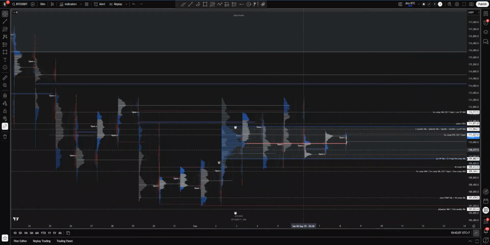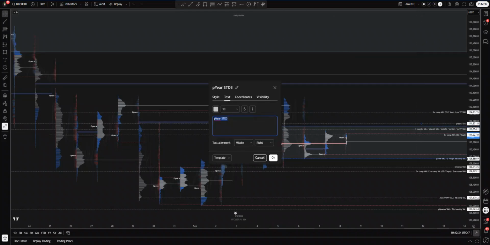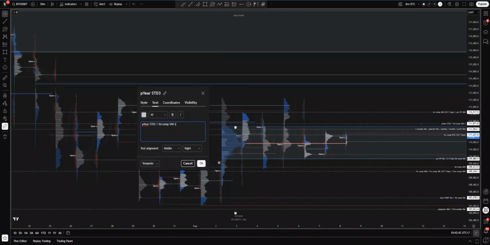Okay, but at least let's mark this. I think we tag the NPOC here from the composite. So let's skip that one first and focus on the value area high here, which I will mark. Yeah, I think I'll mark here. Five-day since 227.